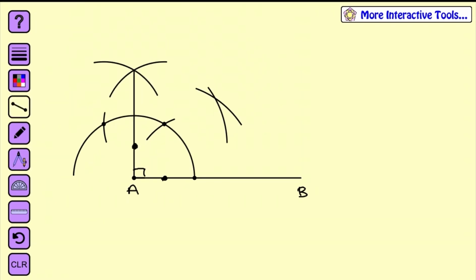The intersection between the two arcs and point A form our angle bisector. So to visually represent this, let's connect point A to that intersection point, and there we have two 45-degree angles.